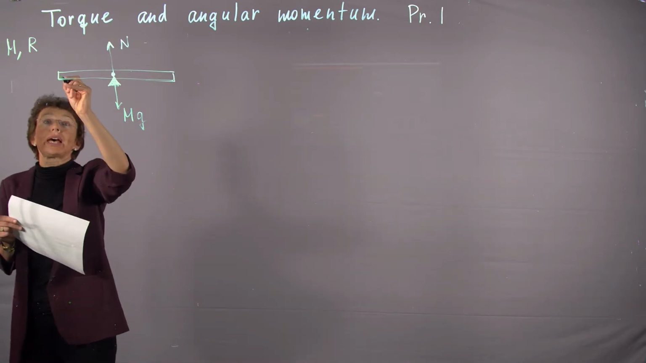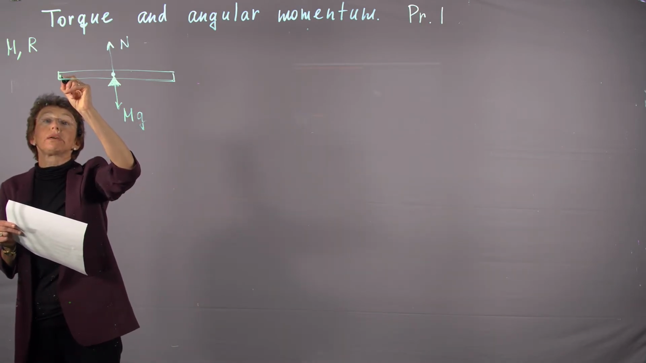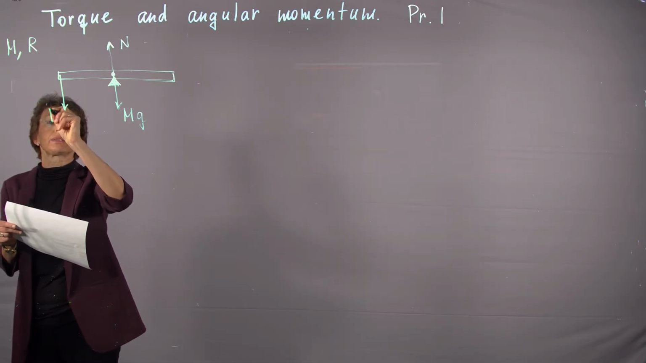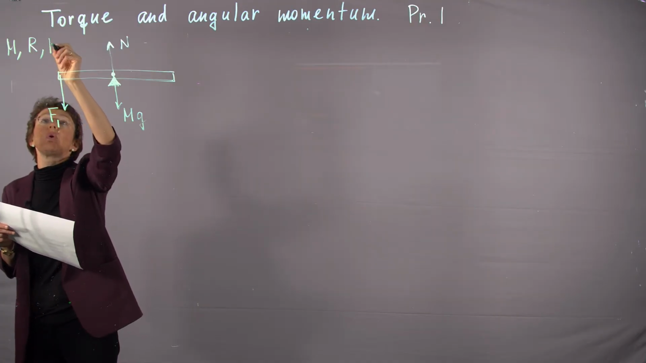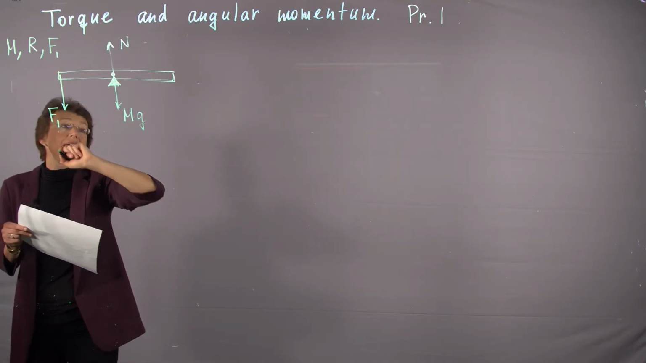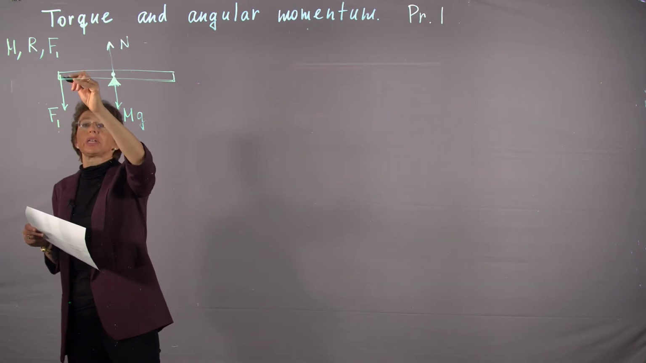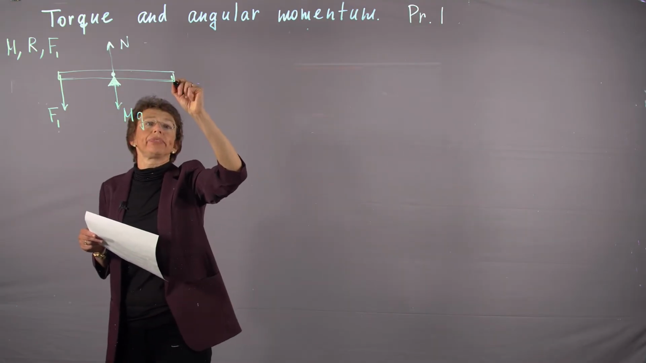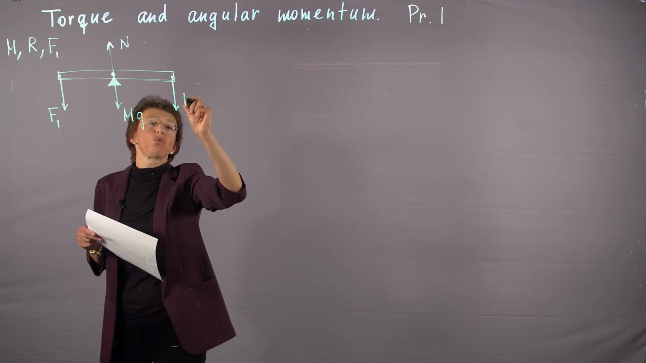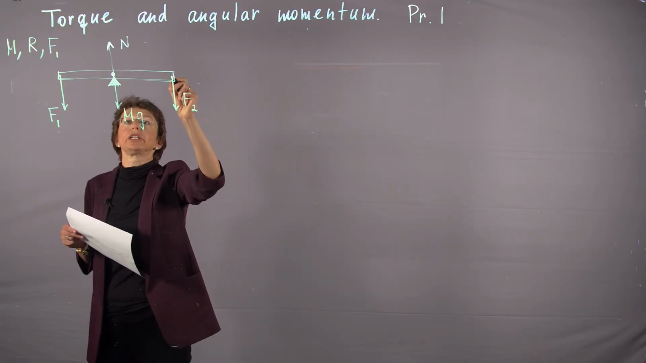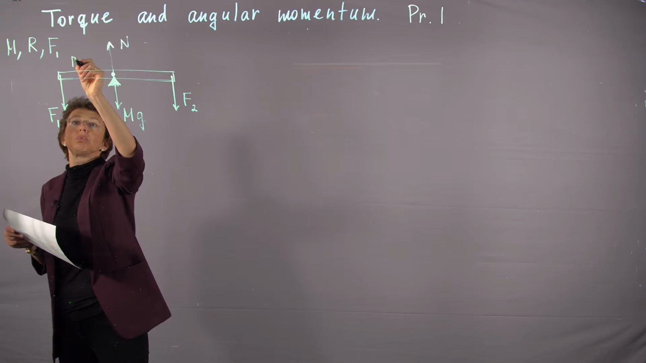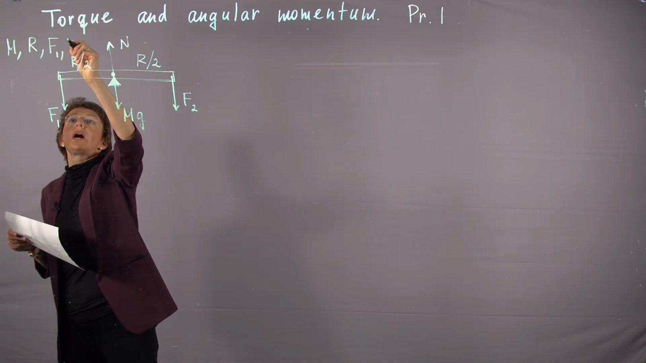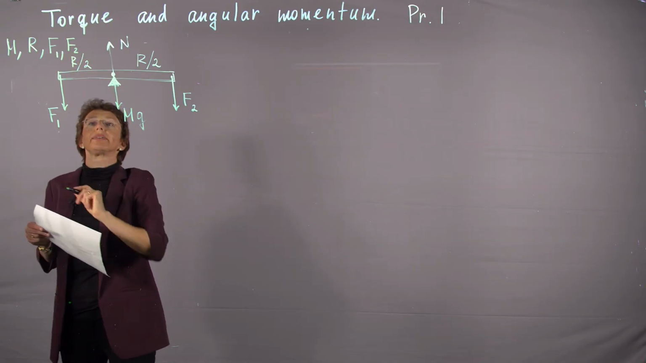And in addition to that, there are 2 given forces applied to this rod. One is on the left. It is vertically down and has given magnitude F1. I don't put a vector sign here because I just showed the direction. So this arrow refers to this vector. And then there is another force, F2, applied to this end. So this is R over 2, this is R over 2. Both forces, F1 and F2, are given.